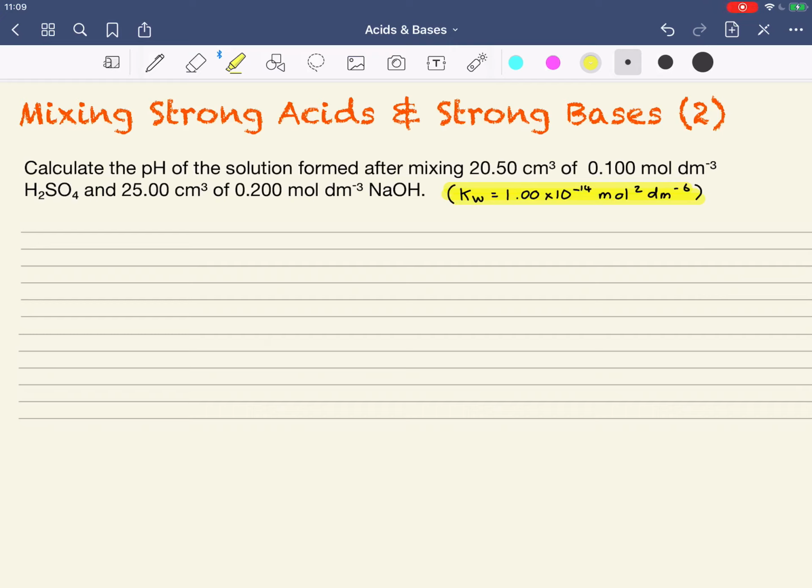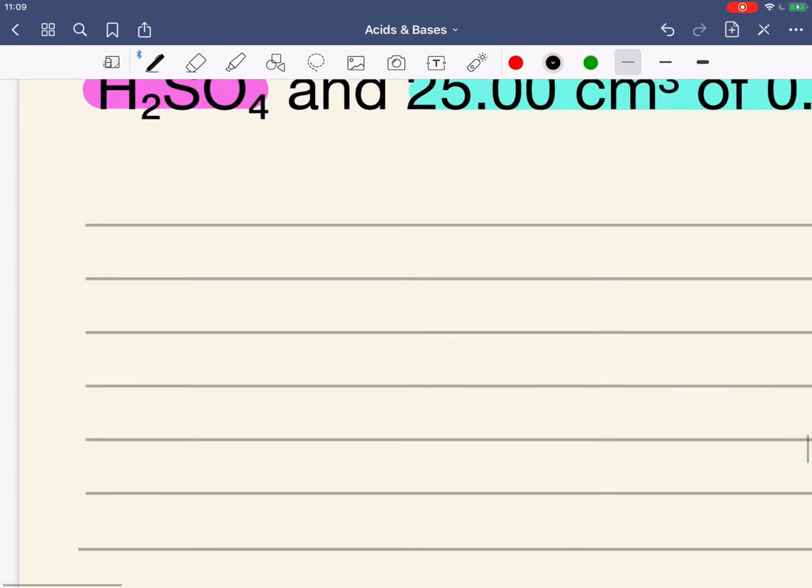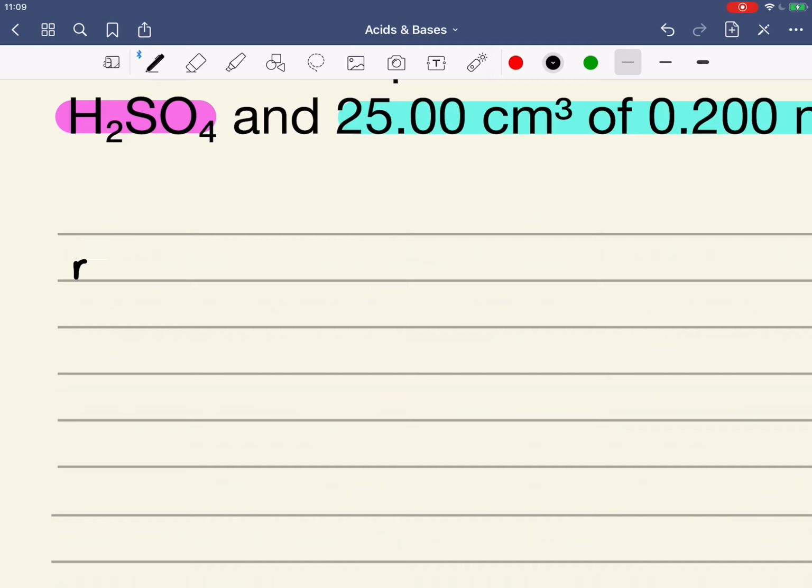Here we look at a second example of working out the pH after mixing a strong acid and a strong base. But this time I'm given the Kw, which is a strong hint that I might have an excess of hydroxide ions. So I've been given the concentration and volume of my strong acid, which is sulfuric acid, and the concentration and volume of my strong base, which is sodium hydroxide. So again, first step is to work out moles of hydrogen ions.